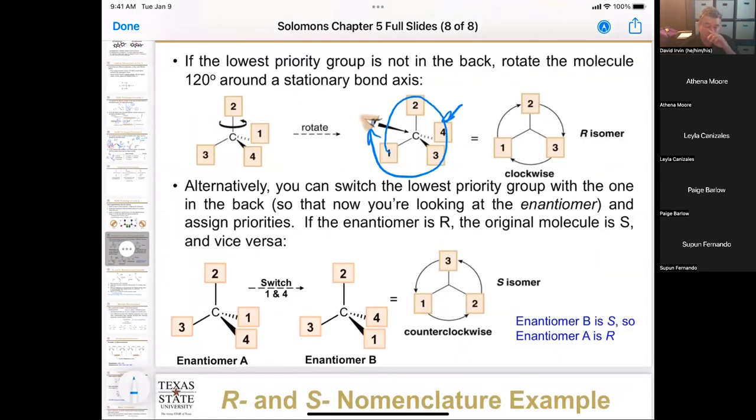Okay, so let's take a look at these two enantiomers and see if we can figure out which one's the R and which one's the S.